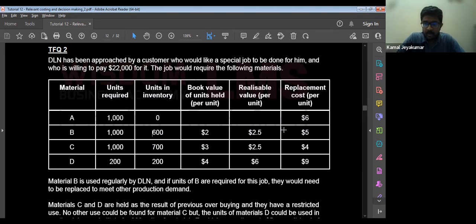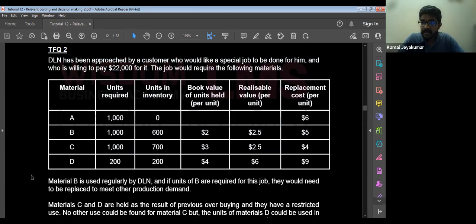So 400 units into $5, that is anyway relevant, because that's the amount that you're going to purchase from outside. Now this remaining 600, 400 you have purchased from outside. This 600 you have to see whether you need it for anything else. So for that, they have given us a point here. Material B is used regularly by DLN, and if units of B are required for this job, they would need to be replaced to meet other production demand.